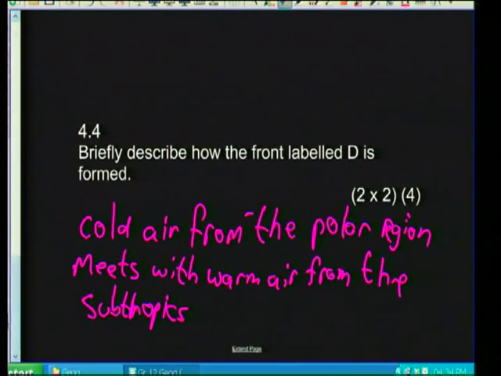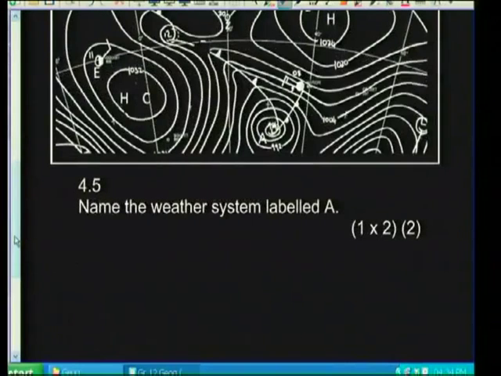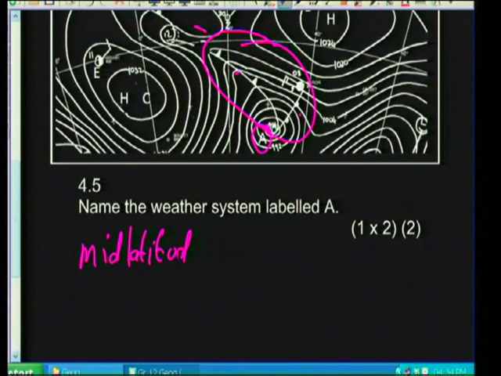All right, let's look at the next question. Name the weather system labeled A. Be very careful, eh? When the A is in the center here, then it refers to the whole symbol and not just one of them. When they're on the sides, they refer to either the cold front or the warm front. So clearly, this is a mid-latitude cyclone. All right? That's your 2 marks there.